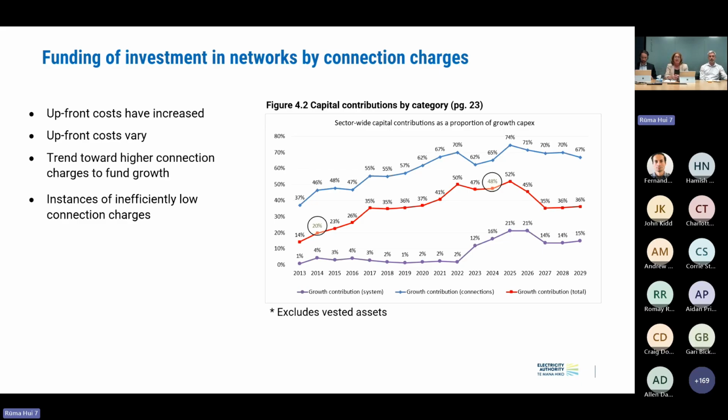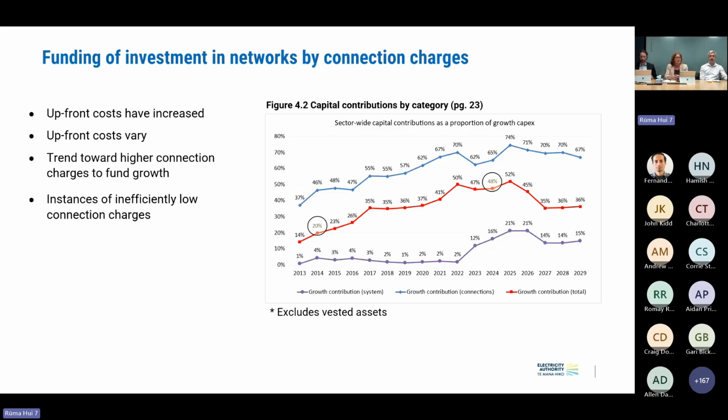We are concerned about high upfront charges. If charges are too high, this can inefficiently suppress demand for new and enlarged connections. We're also concerned about low connection charges, as these can indicate that distributors are not sending cost-reflective price signals to access seekers to guide their investment decisions.